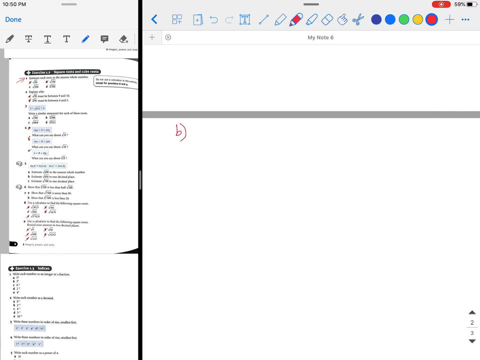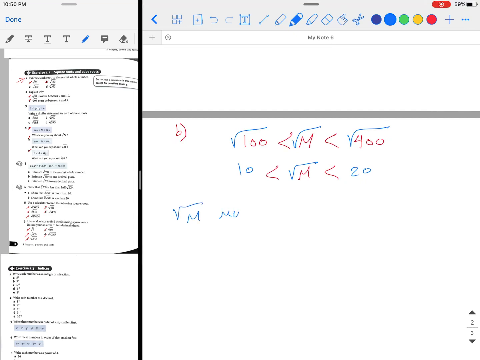In letter B he told us m is between 100 and 400. Then you can take the square root. So the square root of m is between the square root of 100 and the square root of 400. The square root of 400 is 20, the square root of 100 is 10. So the square root of m must be between 10 and 20.